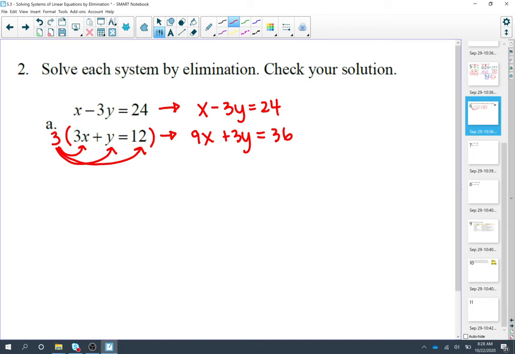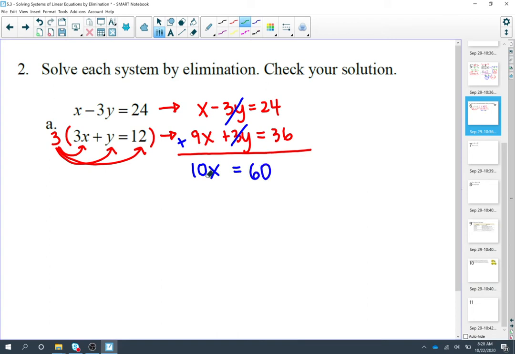Now I'm going to look at this one more time. And you notice now I have a -3y and I have a +3y. That's what we were trying to do. We finally got the opposite. So we can add. 9x plus x is 10x. -3y plus 3y makes 0y, so it's not there, equals 24 plus 36 is 3, 4, 5, I think 60.